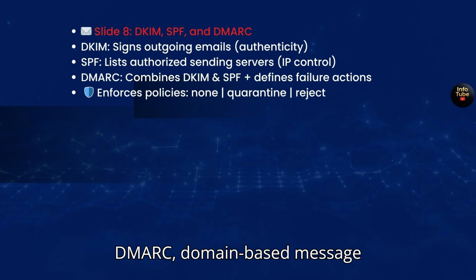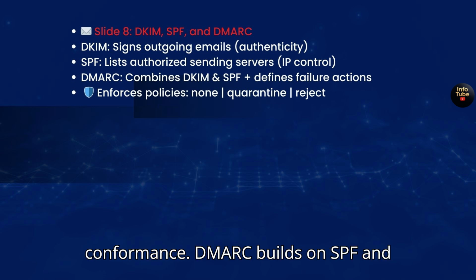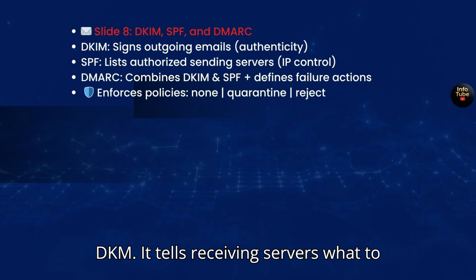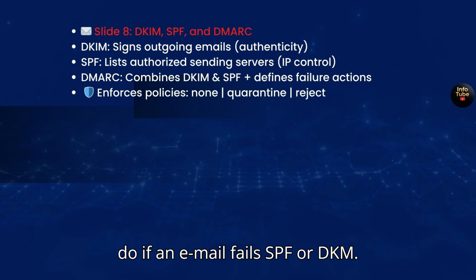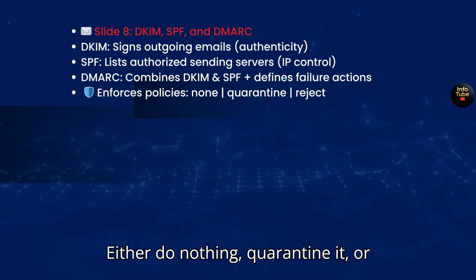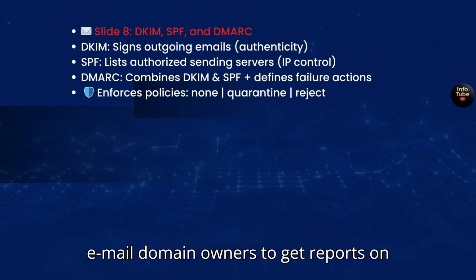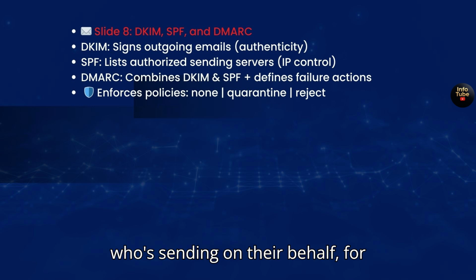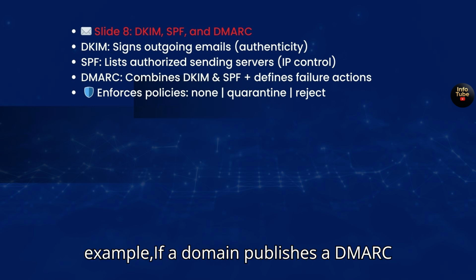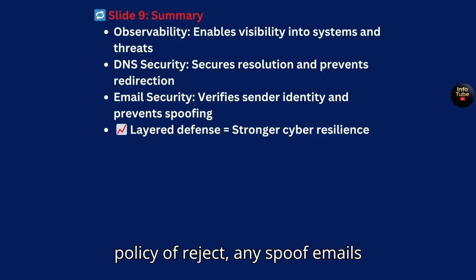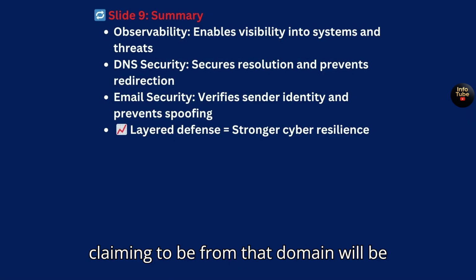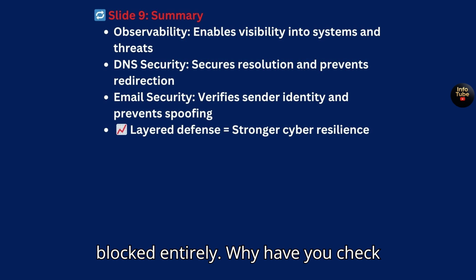Number 3. DMARC, Domain-based Message Authentication, Reporting, and Conformance. DMARC builds on SPF and DKIM. It tells receiving servers what to do if an email fails SPF or DKIM: either do nothing, quarantine it, or reject it outright. It also enables email domain owners to get reports on who's sending on their behalf. For example, if a domain publishes a DMARC policy of reject, any spoofed emails claiming to be from that domain will be blocked entirely.